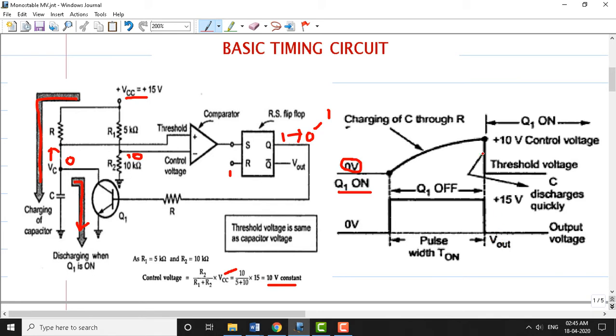Okay. So once the capacitor reaches its voltage, say 10 volts, the output goes to high, Q becomes 1 and Q bar becomes 0. The output here drops to 0. So this is how the basic timing circuit works.